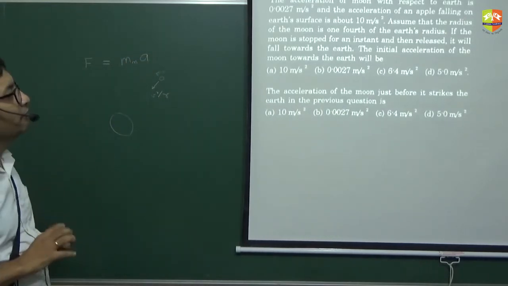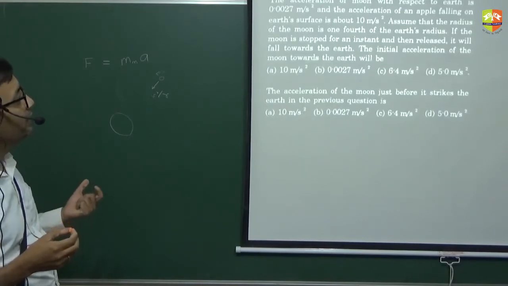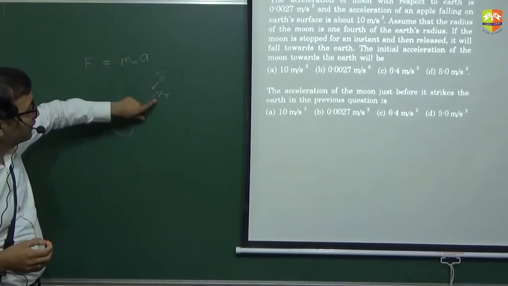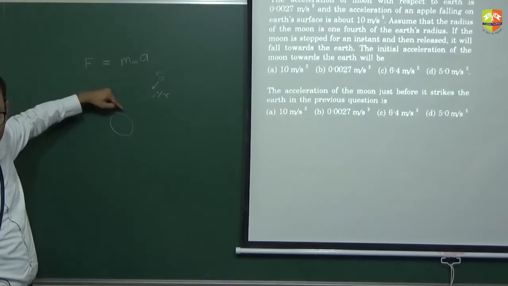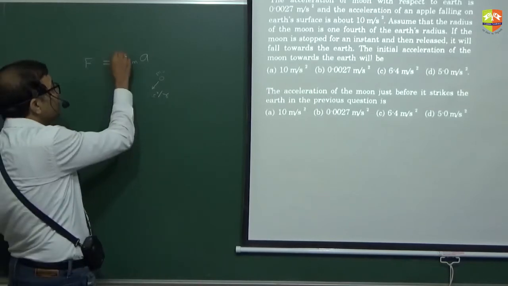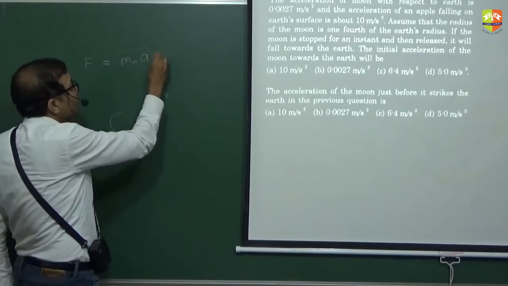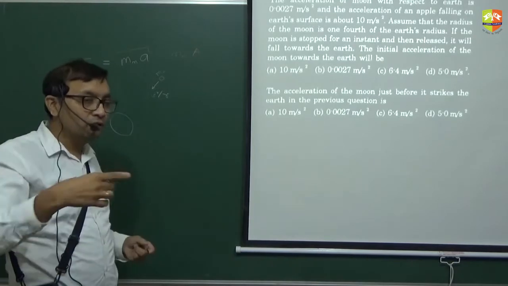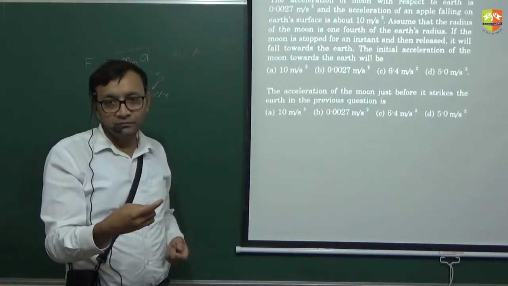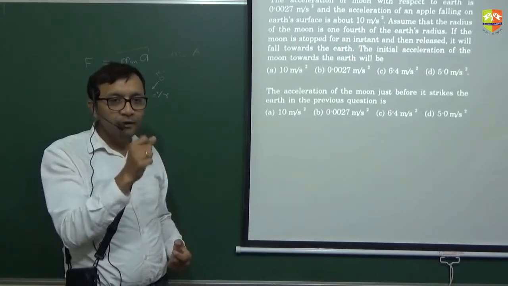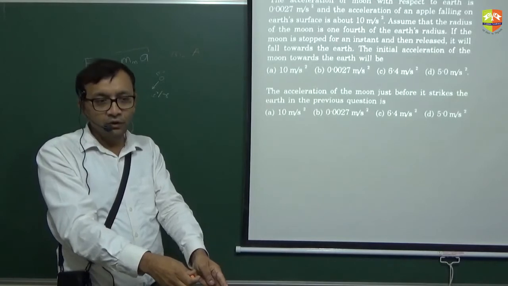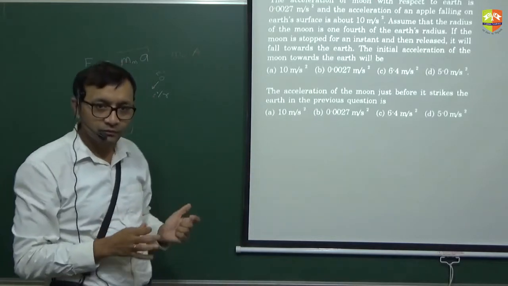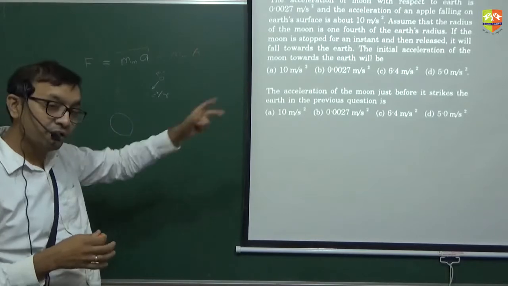Now, if it stops revolving, then what will be the initial acceleration towards the Earth? This was balanced by the gravitational force. Now, if velocity becomes zero, the gravitational force will still be this much in magnitude. This will be equal to mass of moon times the acceleration of moon when it is coming towards the Earth. Initially, when it was revolving, the acceleration was because of the circular motion. Now, when it stops, the acceleration will be because of its movement towards the Earth. The force is the same, so the acceleration in magnitude is the same.